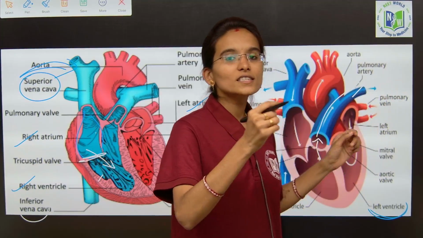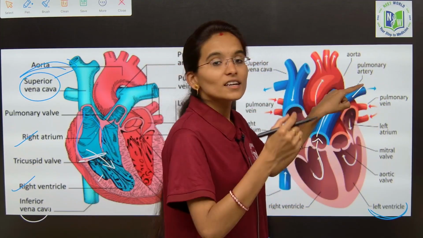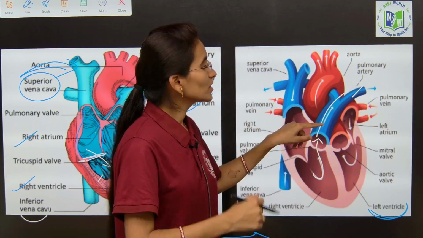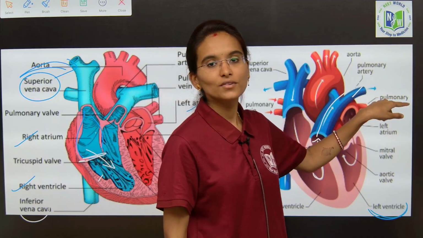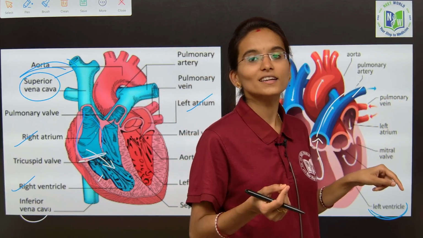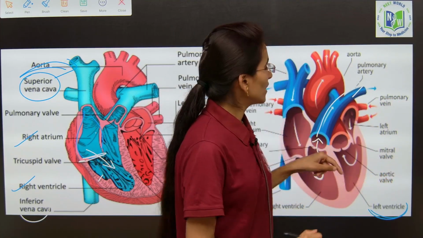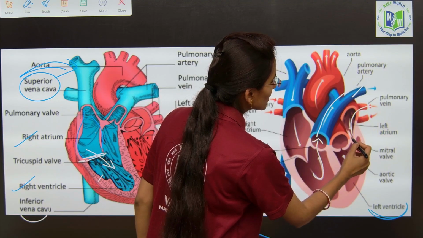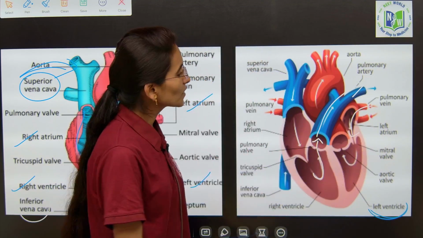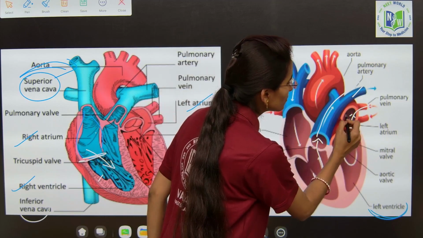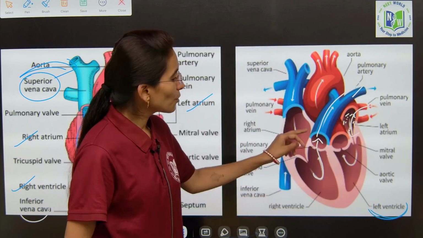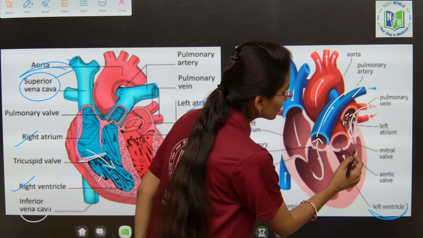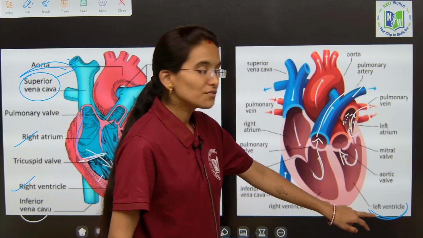Afterwards, the oxygenated blood is carried and sent with the help of the pulmonary vein. The pulmonary vein will carry the oxygenated blood, the red colored arrow. From the pulmonary vein, the blood enters into the left atrium, and whenever the blood fills inside the left atrium, it opens and transfers into the left ventricle.